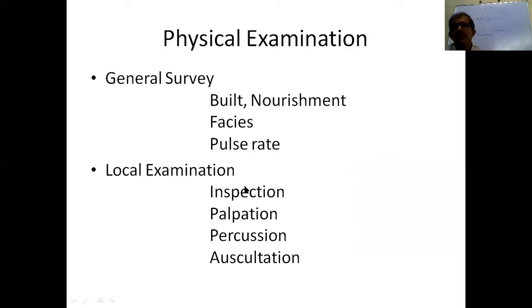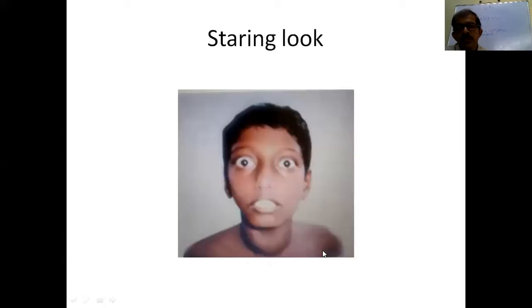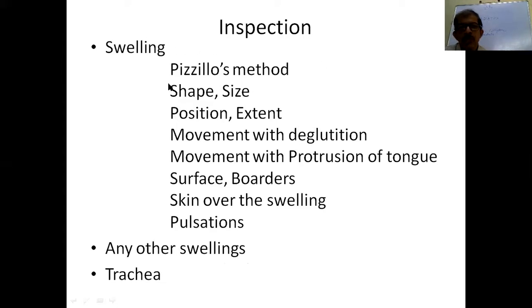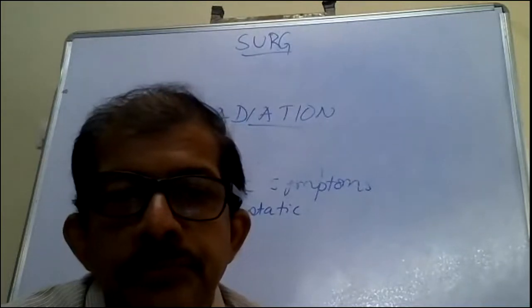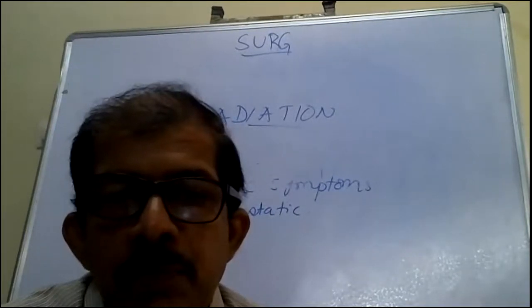Of course, local examination, all of you know. Inspection, palpation, percussion and auscultation, percussion and auscultation having very limited role, but for completion's sake you can do it, but we'll concentrate today on inspection. So how to inspect thyroid? Of course, you have to sit in front of the patient and then examine the neck, whereas in whom do you adopt this Pizillo's method? What is this Pizillo's method, and in whom will you adopt this method?